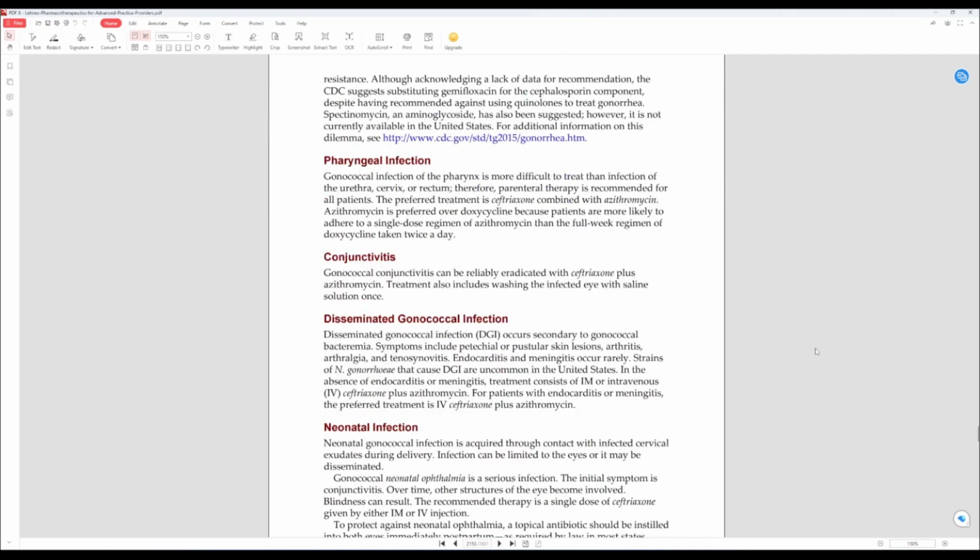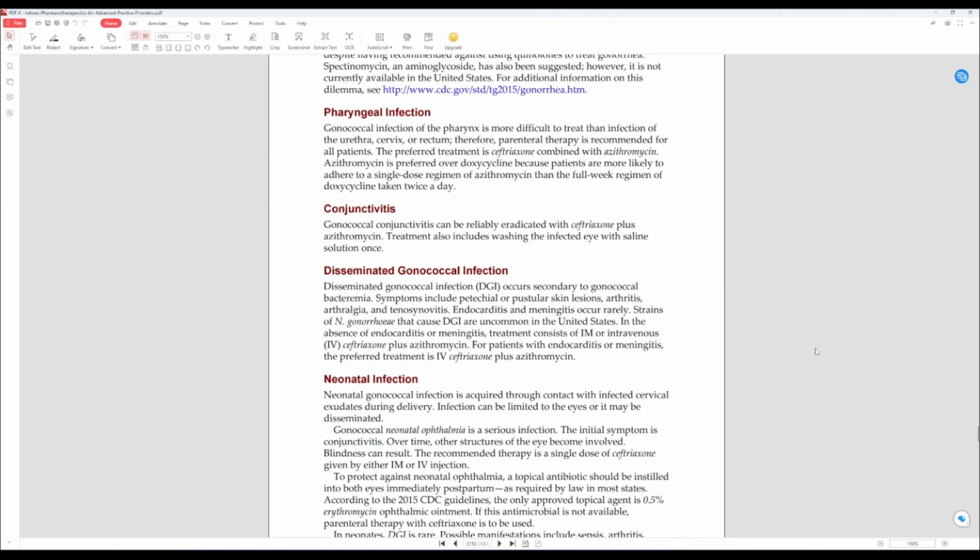Pharyngeal infections. Gonococcal infections of the pharynx are more difficult to treat than an infection of the urethra, cervix, or rectum. Therefore, parenteral therapy is recommended for all patients. The preferred treatment is ceftriaxone combined with azithromycin. Azithromycin is preferred over doxycycline because patients are more likely to adhere to a single-dose regimen of azithromycin than a full-week regimen of doxycycline taken twice a day.